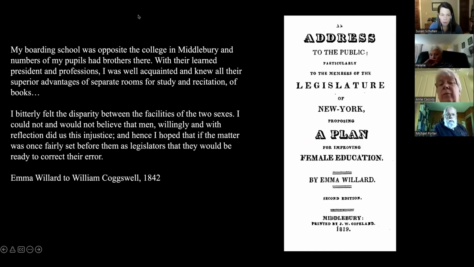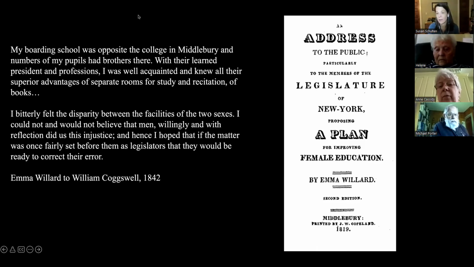With their learned president and professors, I was well acquainted and knew all of their superior advantages of separate rooms for study and recitation of books. I bitterly felt the disparity between the facilities of the two sexes. I would not believe that men willingly and with reflection did us this injustice.